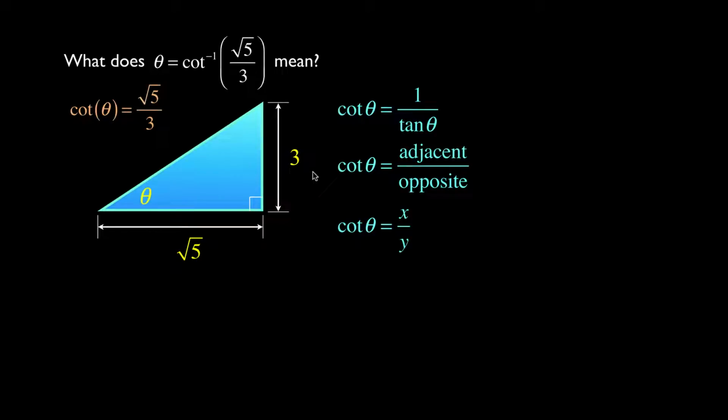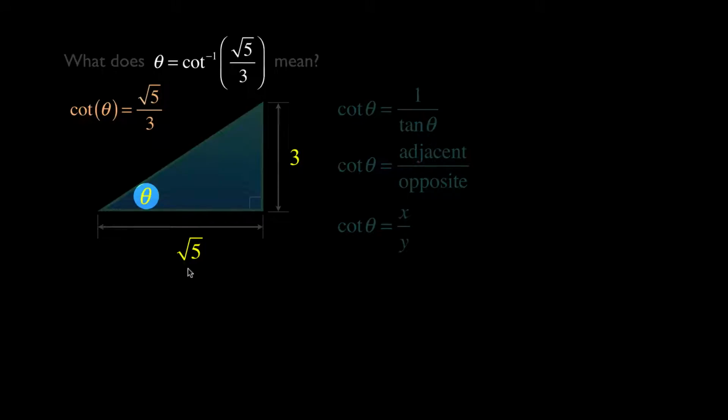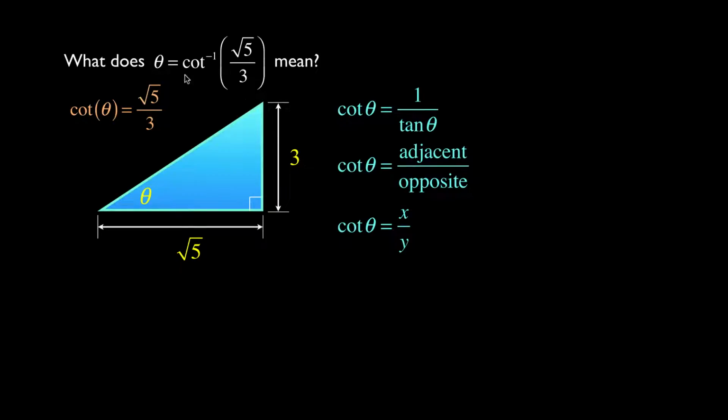So in a nutshell, I'm saying theta equaling cotan inverse of root 5 over 3, theta is an angle whose cotangent is root 5 over 3. And to me, the most important part of that is that when you see an inverse cotangent, you are talking about an angle, not a trig ratio. This is really just an angle whose cotangent is root 5 over 3.